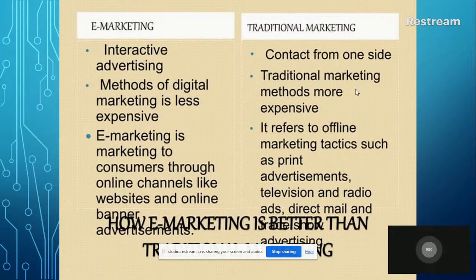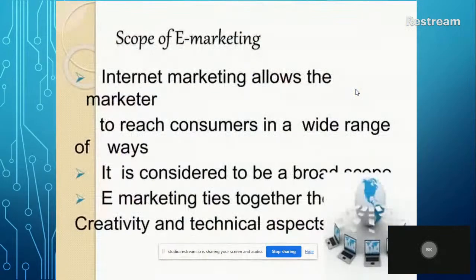But when it comes to traditional marketing, the traditional marketing method is more expensive. It refers to offline marketing, such as print advertisement, television, radio, direct. So it is expensive compared to e-marketing. In e-marketing, we are using different websites, but in traditional marketing we market our business related information through radio and television. For this we have to pay for marketing also. Here it is not that much, so e-marketing is less expensive and traditional is more expensive.